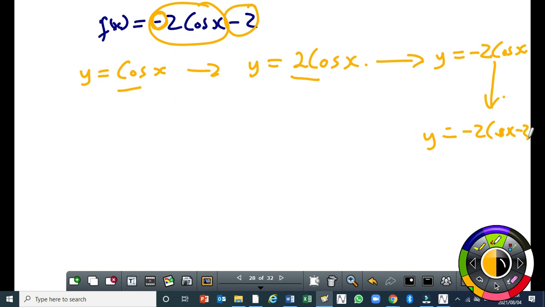So there were 3 transformations that took place. A stretch, all right? This is the stretch. Then that's the reflection, and the final one was the vertical shift.